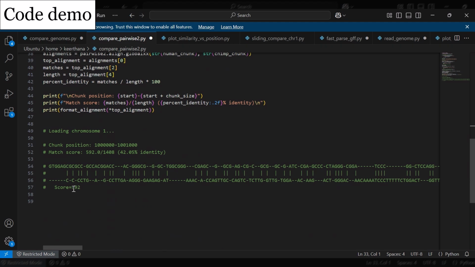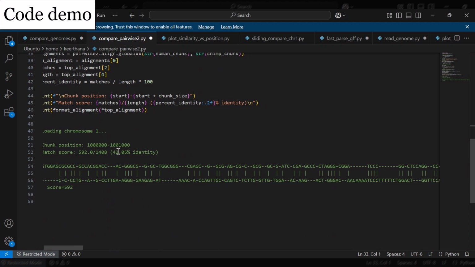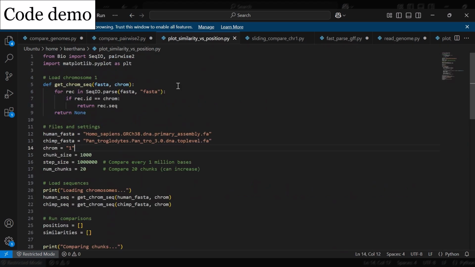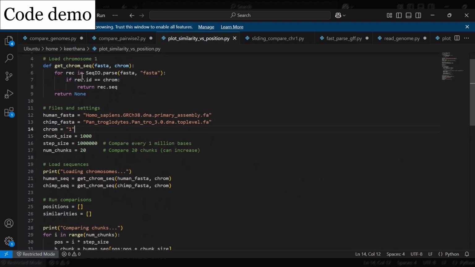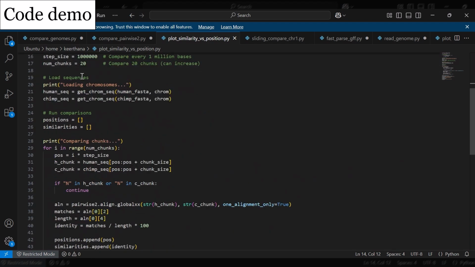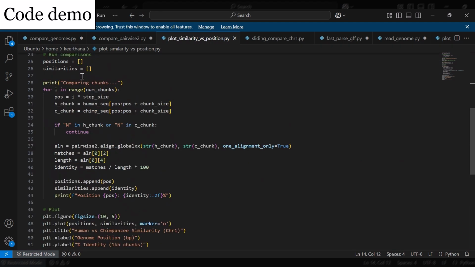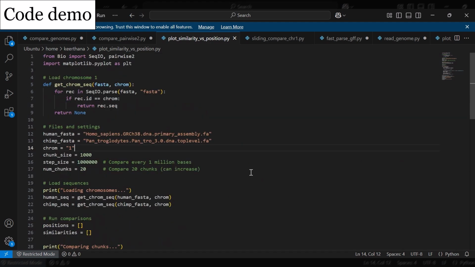So the score is 592 and the percentage is 42. So this is actually low compared to the experimental one. So I will be doing it in further improvements. Then we plotted the graph. So this is the code for the graph. I will be showing the graph in the further slides.